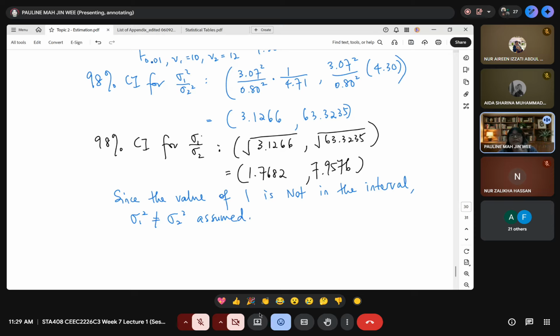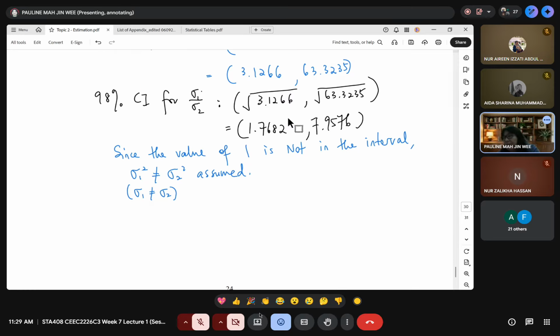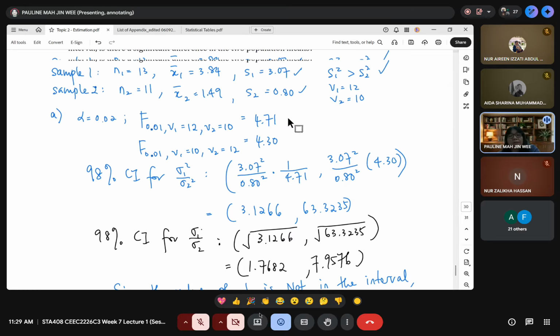All right, that's it. So now, if you don't want to use variances, you can talk about sigma 1 not equal to sigma 2. It's still going to be the same, yeah? Because like I mentioned just now, 1 is still not going to be inside this interval, even though the value is smaller, closer to 1, but it's still not inside. Both of these values are more than 1. That's why the value here is lower than the one up here. Just now was different, can? So this is how you get your conclusion.